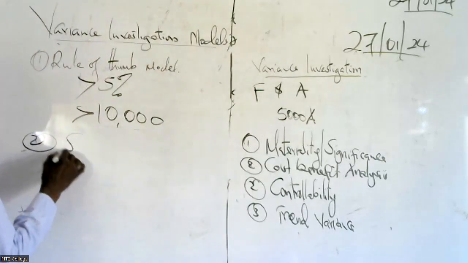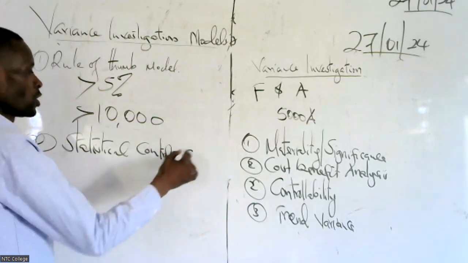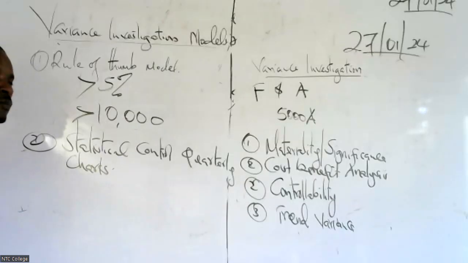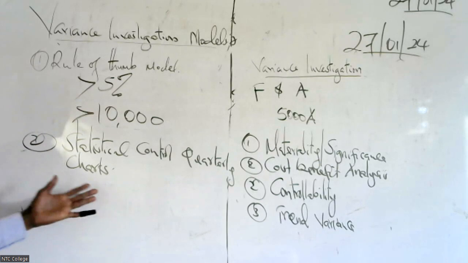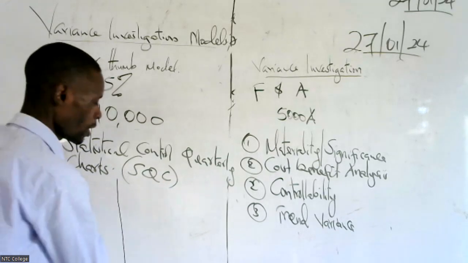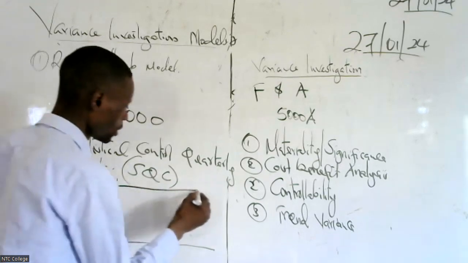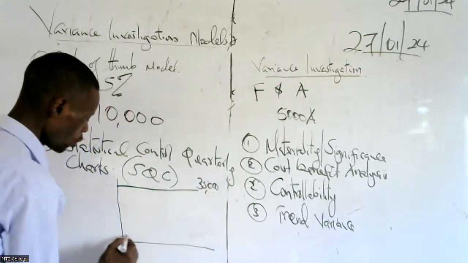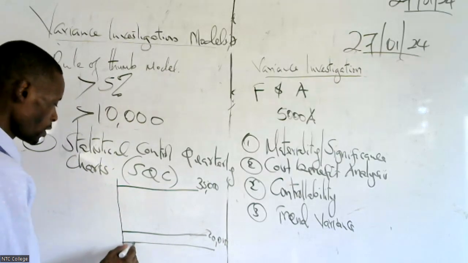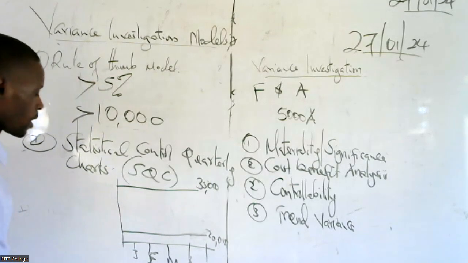Number 2, statistical quarterly control charts. Under SQC, normally abbreviated as SQC, it is where we have a graph. On this graph, we can have the upper limit, maybe 35,000, and lower limit, maybe 20,000. And therefore, we have months, January, February, March, April, May, and so forth. And here we have the cost.